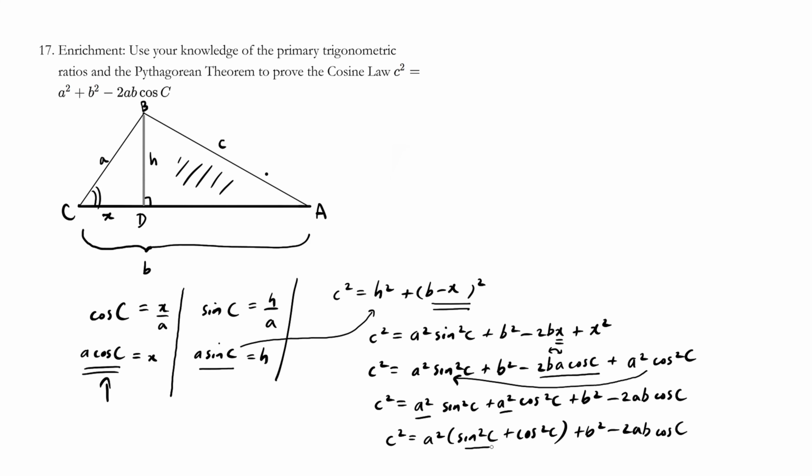And next year we'll practice some more trig identities. We'll learn that sine squared of an angle plus cosine squared of an angle equals 1. So essentially a squared times 1 just cancels out, and we have the cosine law formula. This formula, c squared equals a squared plus b squared minus 2ab cosine c, is nice to memorize.